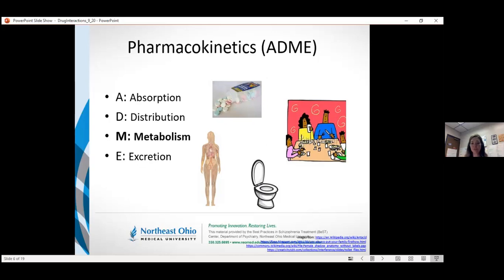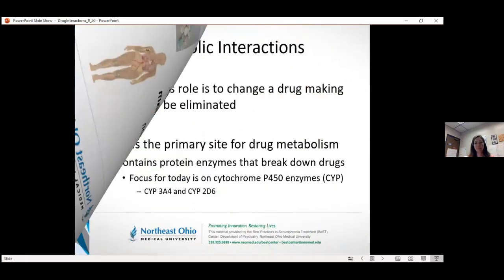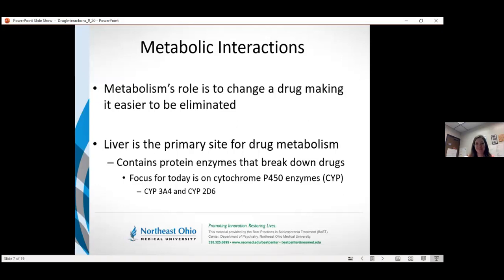Metabolism we're going to spend the most time on, but our excretion or elimination often is either in the urine or in the fecal matter, and there may be potential interactions there as well. If we have something that causes the drug to be eliminated a little bit faster or even more slowly, could potentially cause some changes for the patient. But metabolism is our focus for today.